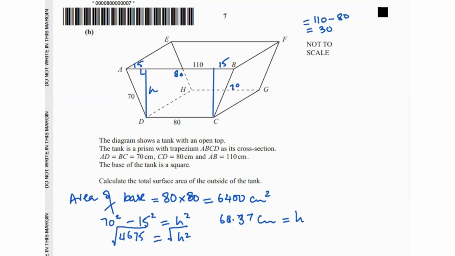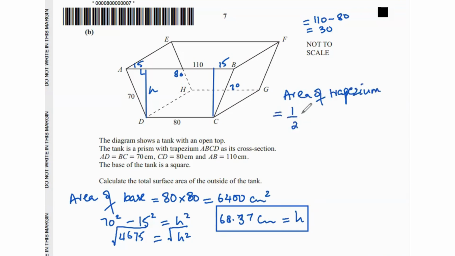Now, once we have the value of h, we can find the area of the cross section of the trapezium. So area of trapezium would be 1 over 2 times the height times the sum of parallel sides. So that's 110 plus 80. And we would multiply this by 2 because there are two trapezium faces. So that is going to give us a value of 12,990.3 centimeters squared.